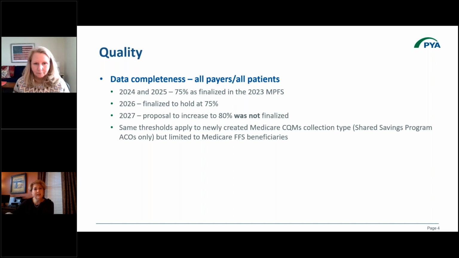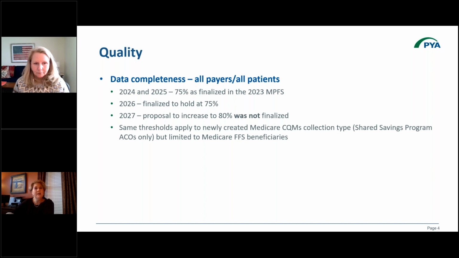So just level setting at the highest level, recall that traditional MIPS is comprised of 4 quadrants. We're going to spend some time talking about the changes in each of those 4 quadrants. Those quadrant weights for 2024 will be the same as they were last year in 2023. So quality and cost are equal at 30%. Promoting interoperability, remember that's the former meaningful use, is 25%, and improvement activities are 15%, unless a specific organization is reweighted, and we'll talk a little bit about that in just a few minutes.